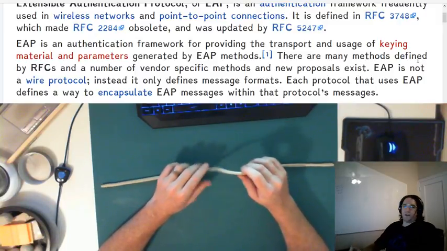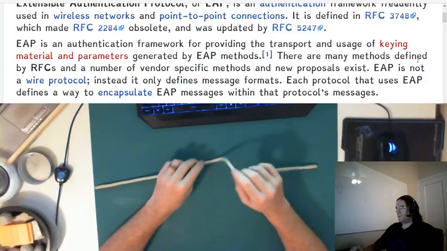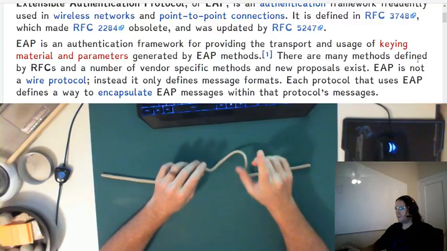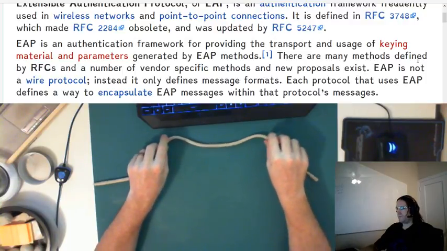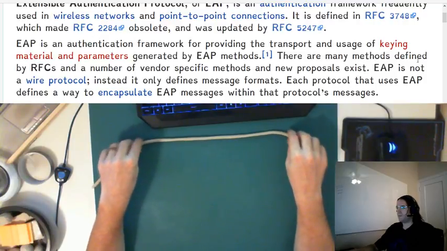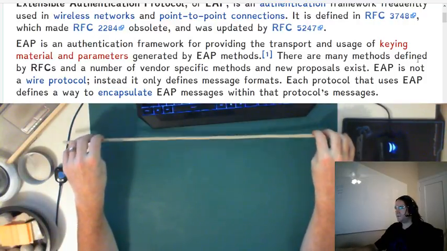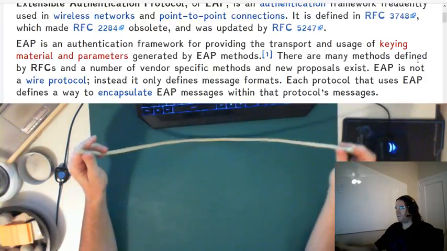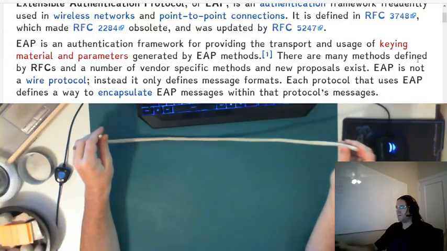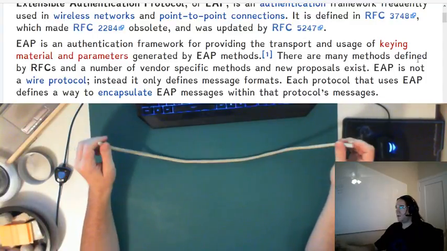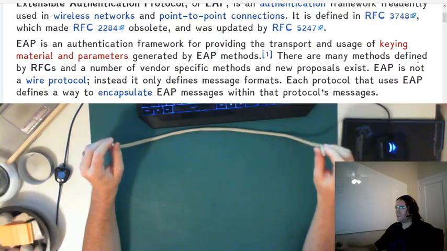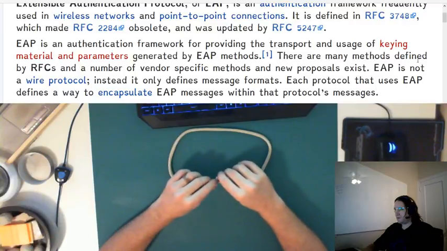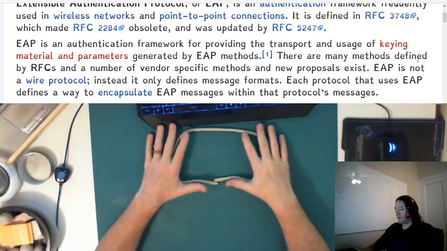Did not understand that. What does that mean? So, EAP is not a wire protocol. Yeah, that makes sense. Instead, it only defines message formats. EAP defines message formats. Okay. Each protocol that uses EAP defines a way to encapsulate EAP messages within that protocol.